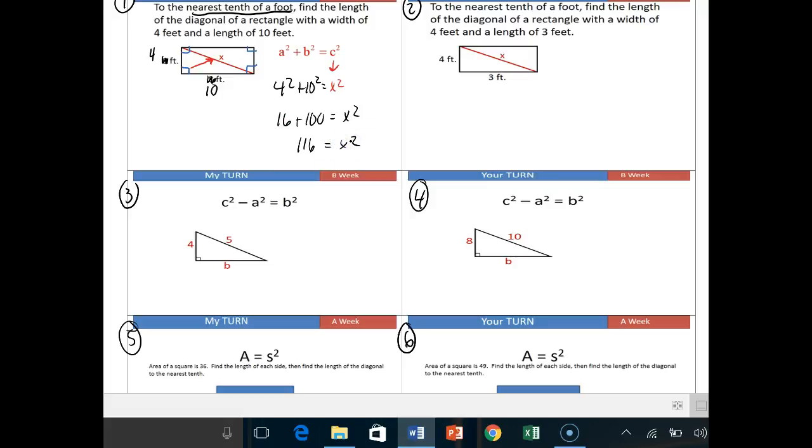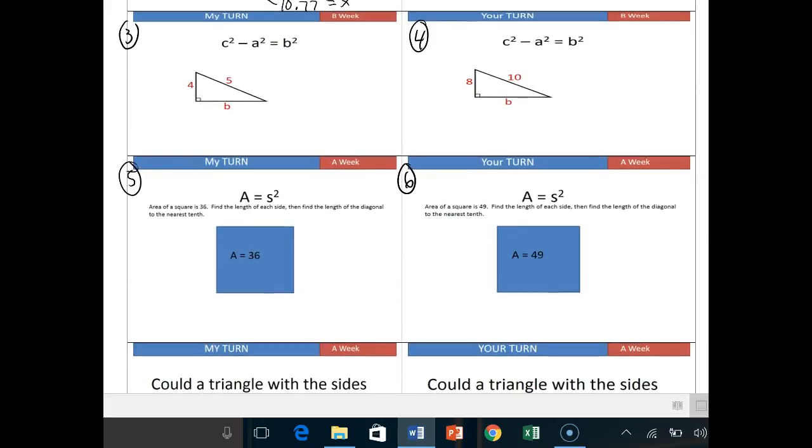Now, if you're looking at your square root chart, you're saying, well, I don't see 116. So again, we're going to go ahead and round this. We'll say the square root of 116, and we'll get x is equal to about 10.77032 and so on. Well, they want us to round this to the nearest tenth of a foot, so that's 10.8 feet. So given this right triangle that has sides of 4 and 10, the diagonal must be 10.8 feet in order for it to be a right triangle.